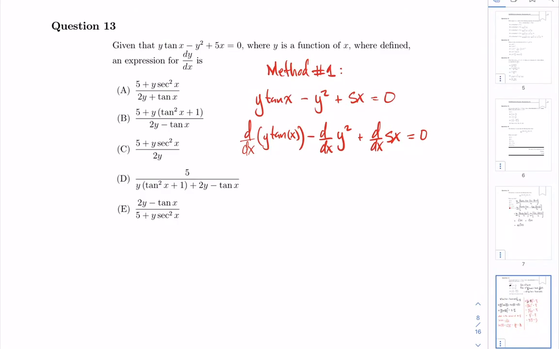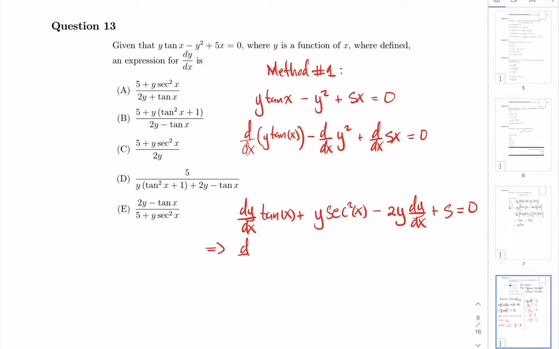So here, when we differentiate y times tan of x, we're going to end up with dy/dx times the tan of x, plus y times secant squared of x for our first term, minus 2y times dy/dx plus 5 equals 0.